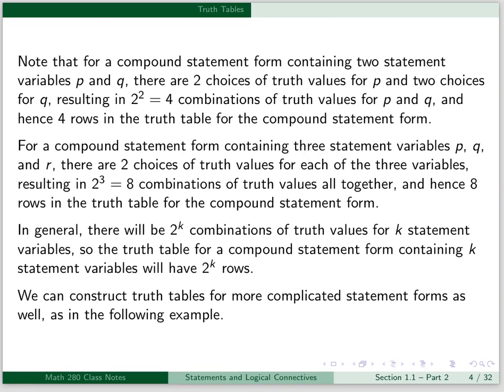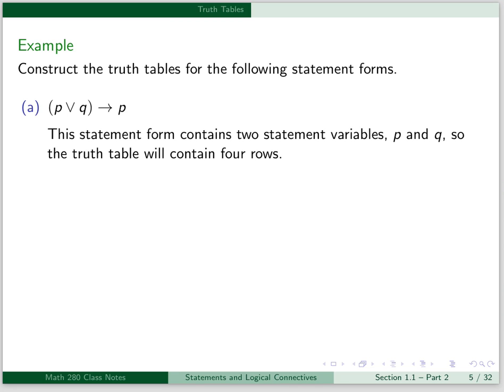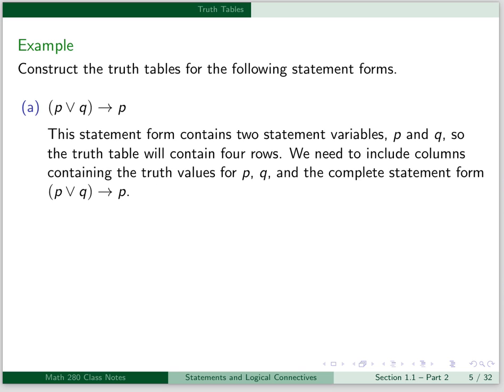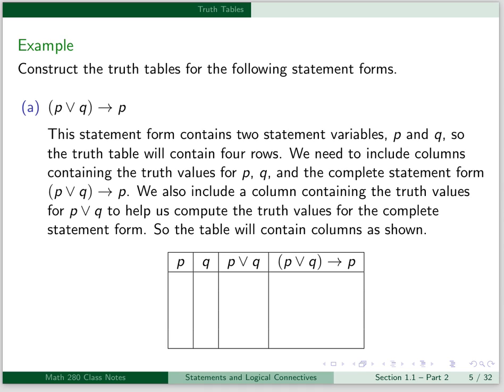We can construct truth tables for more complicated statement forms as well, as in the following example. So in this example, we want to construct the truth tables for the following statement forms. And first we have p or q implies p. This statement form contains 2 statement variables, p and q, so the truth table will contain 4 rows. We need to include columns containing the truth values for p, q, and the complete statement form p or q implies p. We also include a column containing the truth values for p or q to help us compute the truth values for the complete statement form. So the table will contain columns as shown.